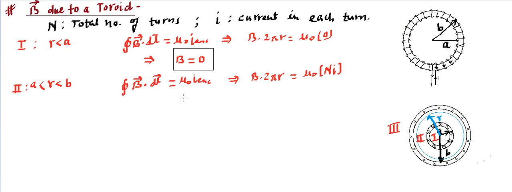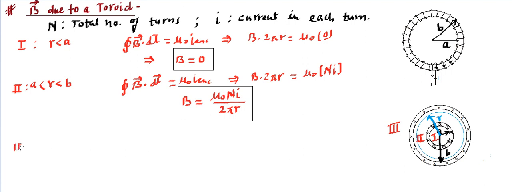So the formula becomes B is equal to mu naught N into I, where N is the total number of turns, mind it, and I is the current in each turn, divided by 2 pi r. And this small r is the distance of that point from the center. That's the field in the second zone, and that's the most important expression that you might be asked, so you need to remember that.